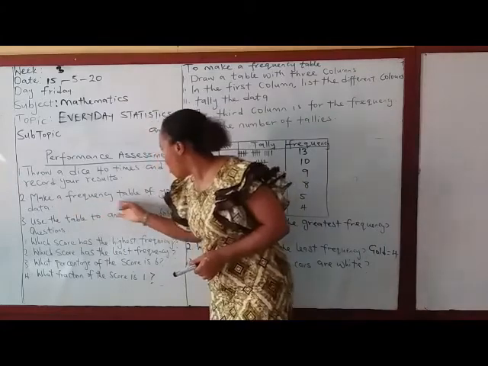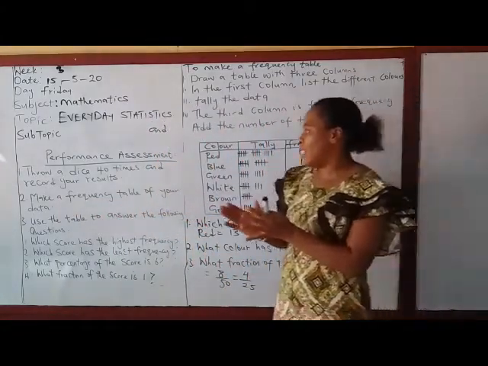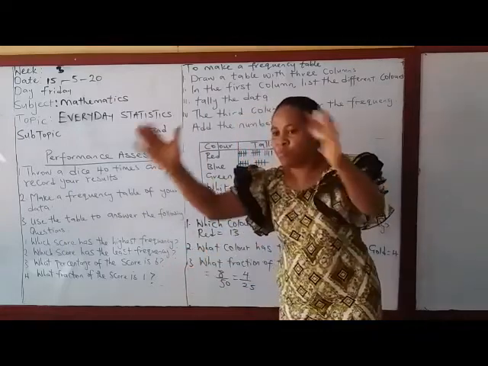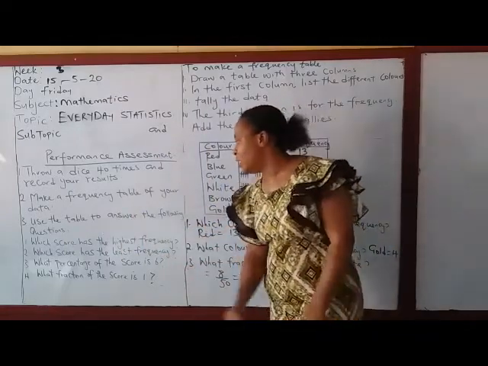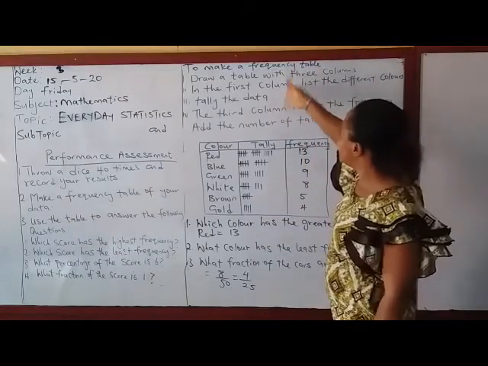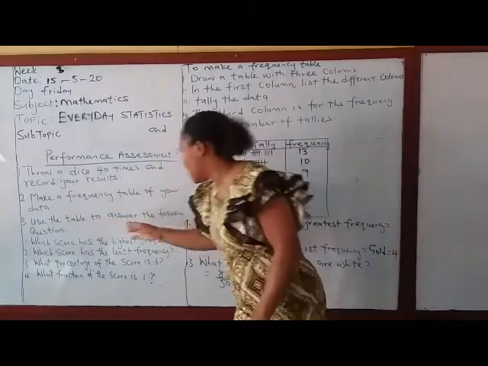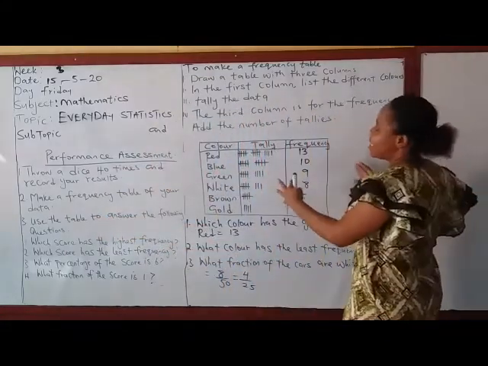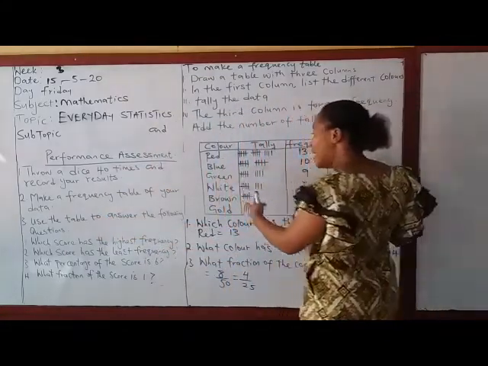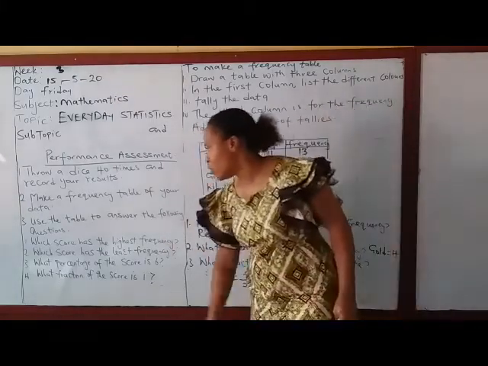Then make a frequency table of your data. The result you get is your data. Put it in a table like we did here. Then make your own frequency table using this format that I gave you. Then use the table to answer the following questions. The frequency table you made, okay? From it, you answer the following questions.